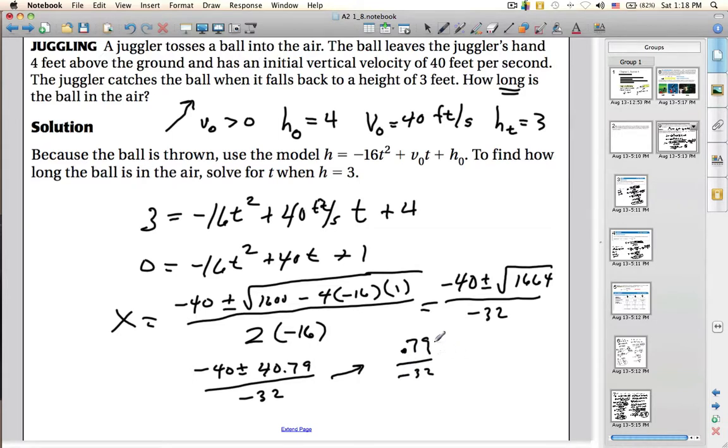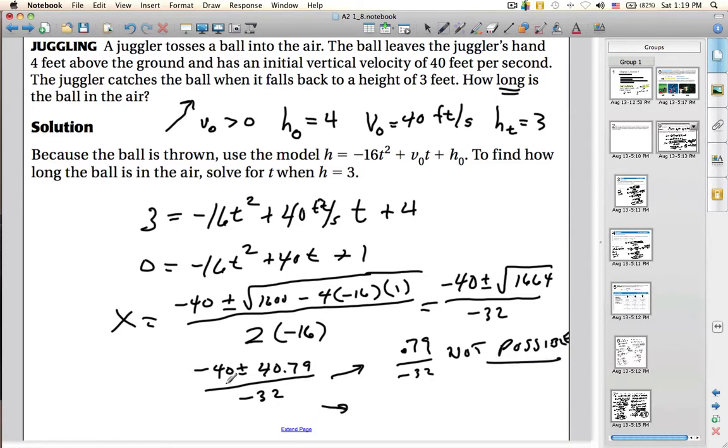So what you need to think about in time, if I have a negative measure of time, that means it's before the problem begins. If it's less than 0, it's actually before the juggler throws the ball in the air. So is it possible for him to throw the ball in the air and for it to land back in his hand in the past? This is not a possible solution. It's actually related to something else, which might be interesting in another problem, but not possible.